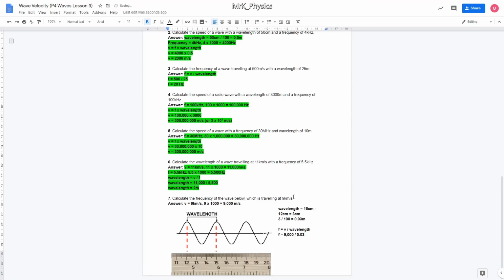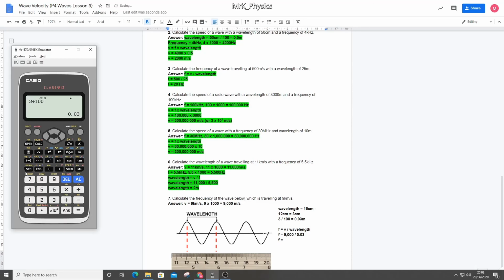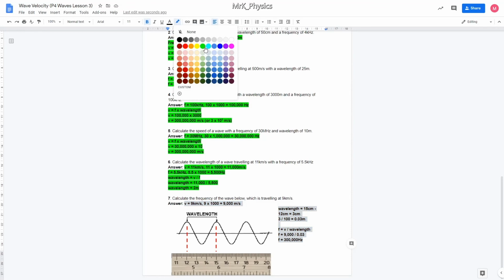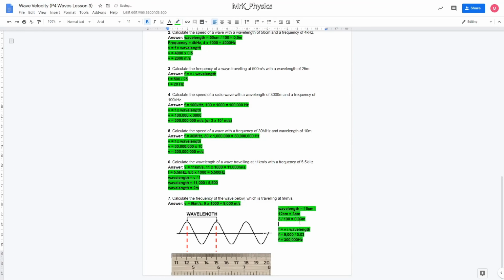Try and work out our frequency, and our frequency answer comes out as 9,000 divided by 0.03, which is 3 with 5 zeros after it. So 3, 1, 2, 3, 4, 5. And just for ease, I'll put a comma in to see that a bit more clearly, and it's 300,000 hertz. So let me just highlight that one in green as well, and there ends the questions for this video.